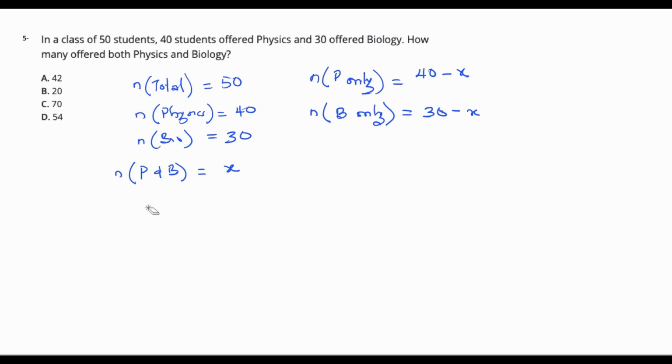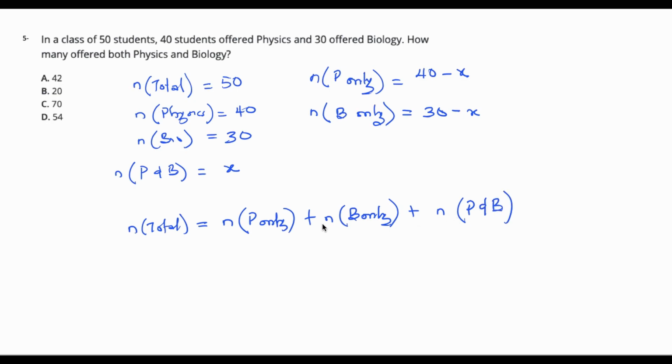So it's safe to say that the total number of students in this class is equal to the number of students that offer physics only, plus the number of students that offer biology only, plus the number of students that offer both physics and biology. Now, in this case, there's no overlap at all. We know those that offer physics only, those that offer biology only, and those that offer both subjects. So if we add all of them up, we'll get the total number of students in the class.